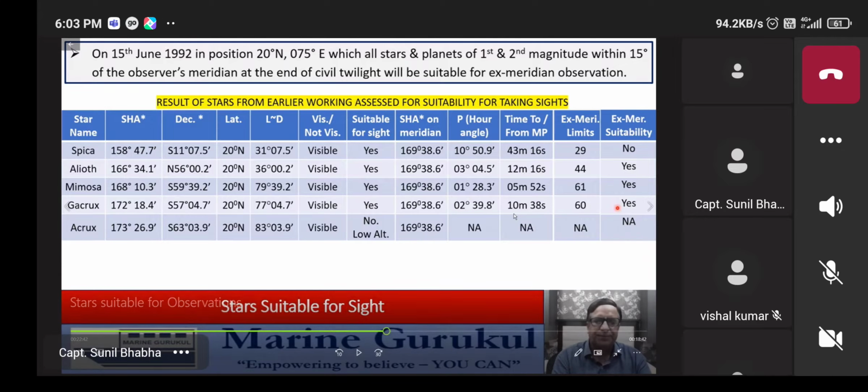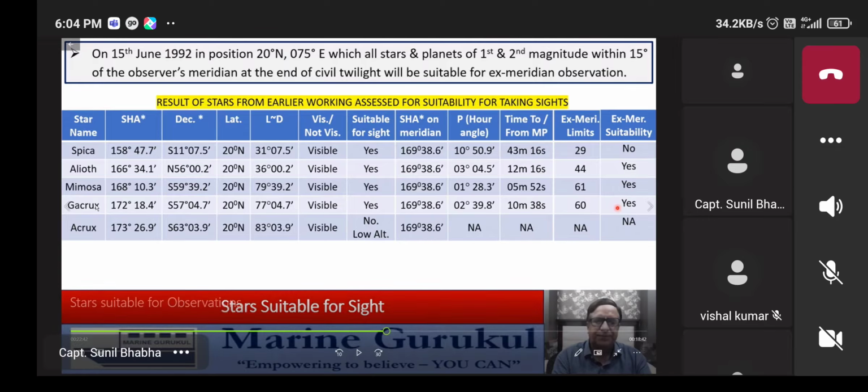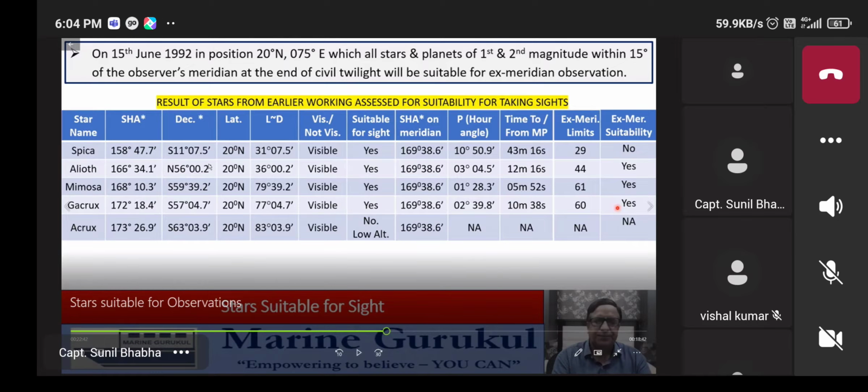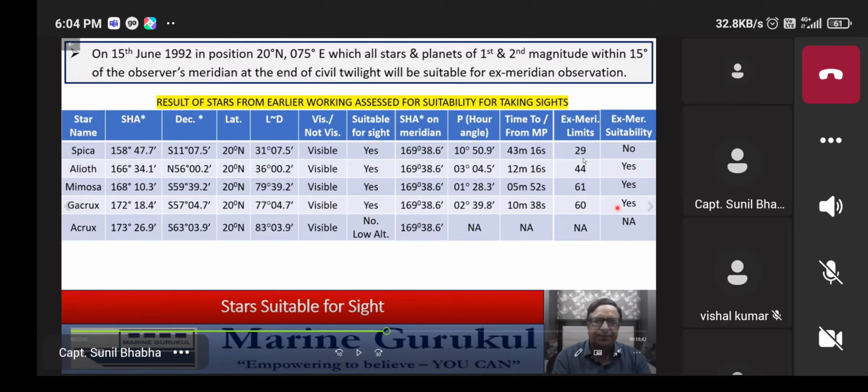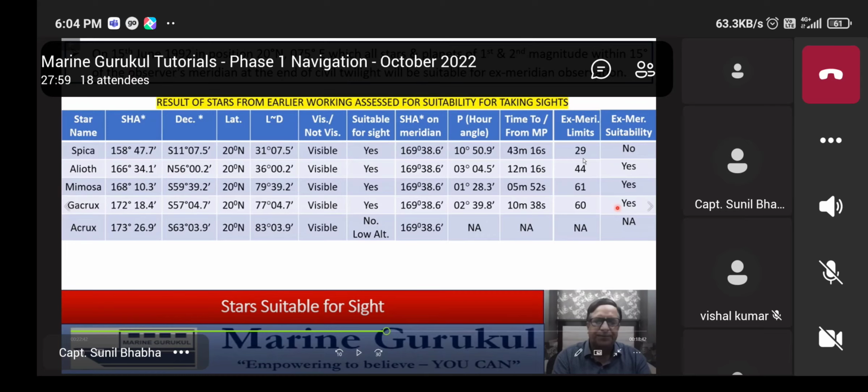Okay, so let's see what we have done here. Now beta, in the next column, we have obtained the x meridian limit for each of these 4 stars. How do we obtain the x meridian limit? Using the x meridian tables, table 1 and table 4. The limit for the first star, Spica, is 29 minutes. And Spica is right now 43 minutes away from our meridian. So will it be suitable for x meridian sight? No sir. Very good, beta.